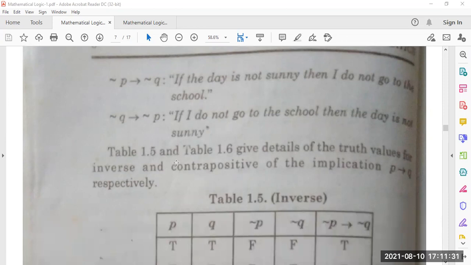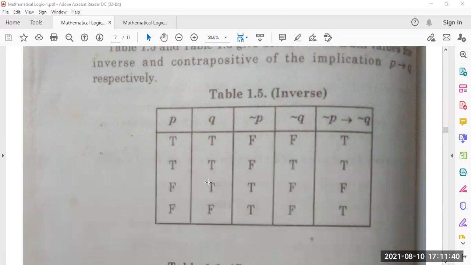Now table 1.5 and table 1.6 give details of the truth tables for inverse and contrapositive for the implication P implies Q respectively. Look at here. As P is true, so negation of P equals false. As Q is true, so negation of Q is false. P true, minus P false. Q true, minus Q will be false, not true.